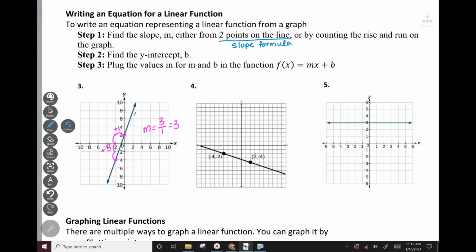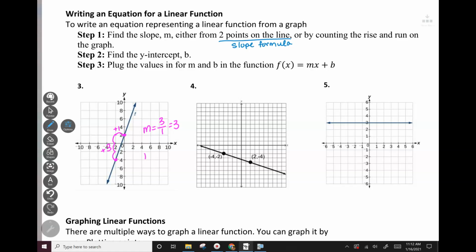Now, a good thing to keep in mind is if you see that the line is increasing, right, it's moving up from left to right, you should have a positive slope. If it is moving down from left to right, so this function is decreasing, you should have a negative slope. Okay, so just keep that in mind as you calculate your slopes and make sure that you have the appropriate sign. Okay, and then find the y-intercept.